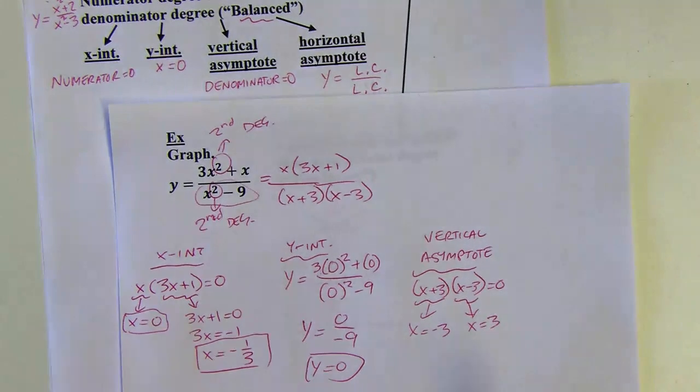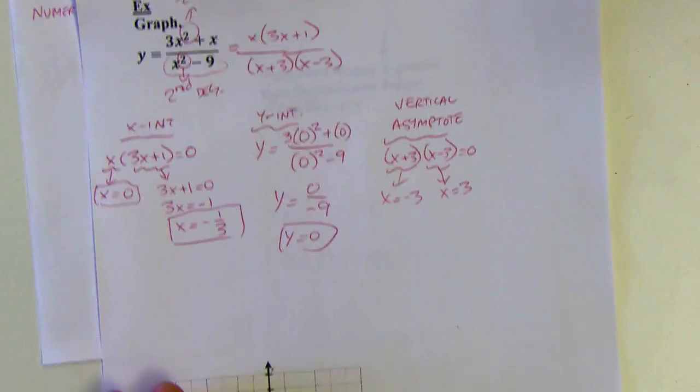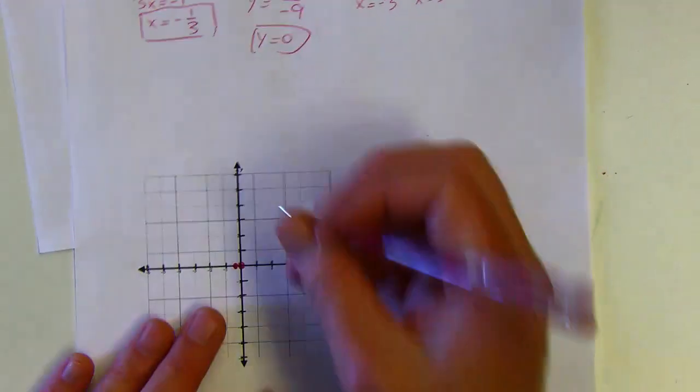So those I'm going to have goalposts there, right? I'm going to have vertical lines. So let's put those in. One at x equals 3.